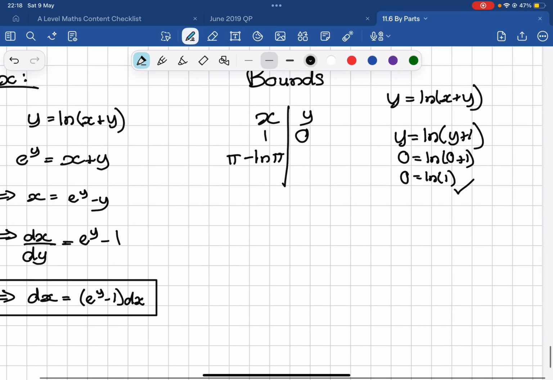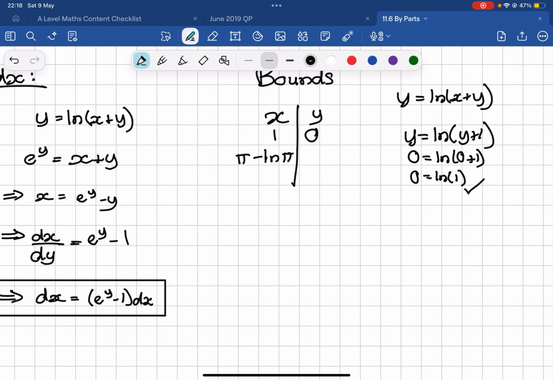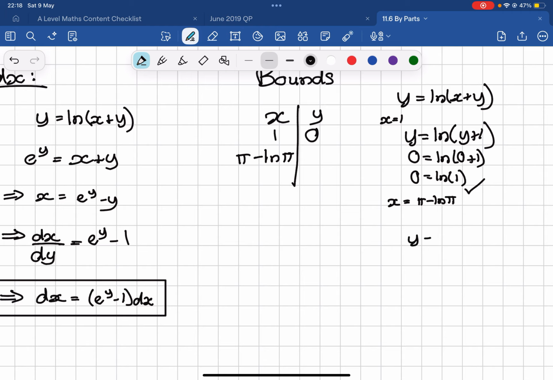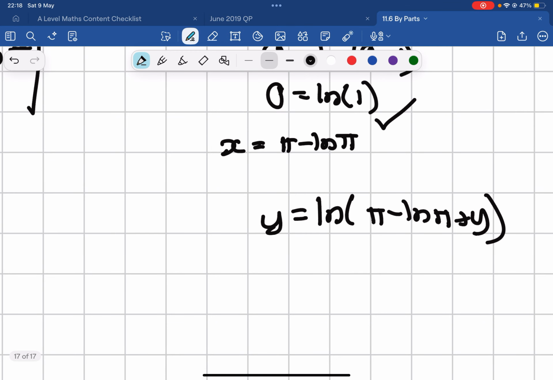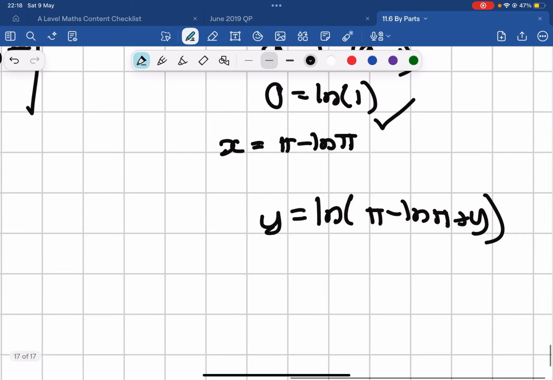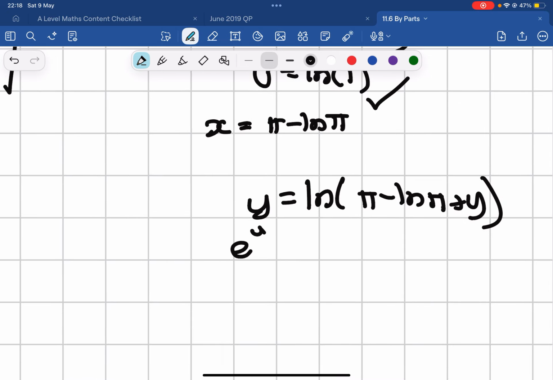And for pi minus ln pi, let's put that in. That was when x equals 1. Now when x equals pi minus ln pi, we have y equals ln of pi minus ln pi plus y. Honestly, we can't really do much with this, can we? So let's make it simple for ourselves. Just raise each side to the power of e. e to the y equals pi minus ln pi plus y. Okay.